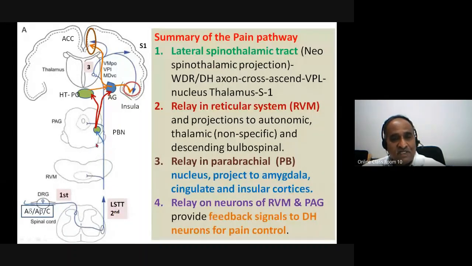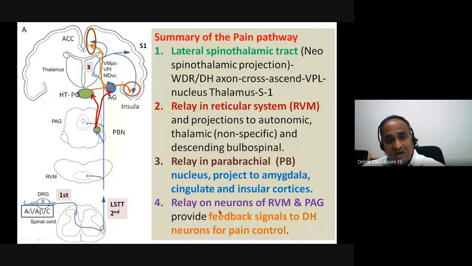In addition to these things, the paleo-spinothalamic tract, as I was trying to talk about, will be relayed in the medial dorsal nucleus of thalamus and ventromedial posterior nucleus of thalamus. This VMPO connects to the insular cortex, and the medial dorsal nucleus connects to the cingulate cortex. That is about the parabrachial relay.